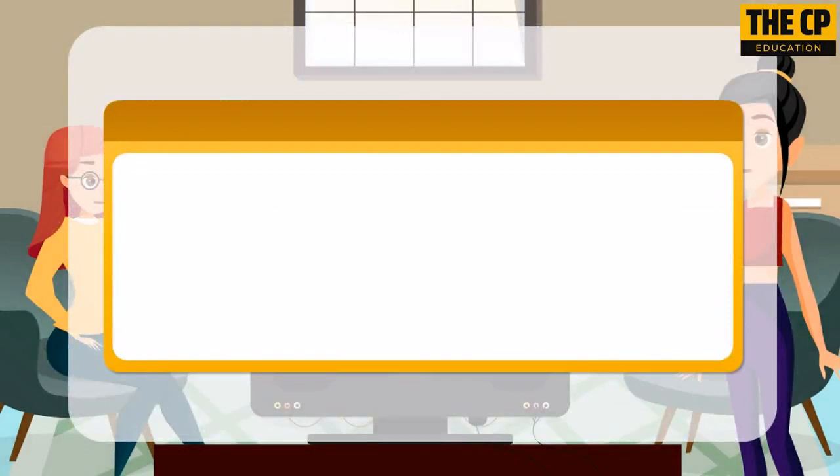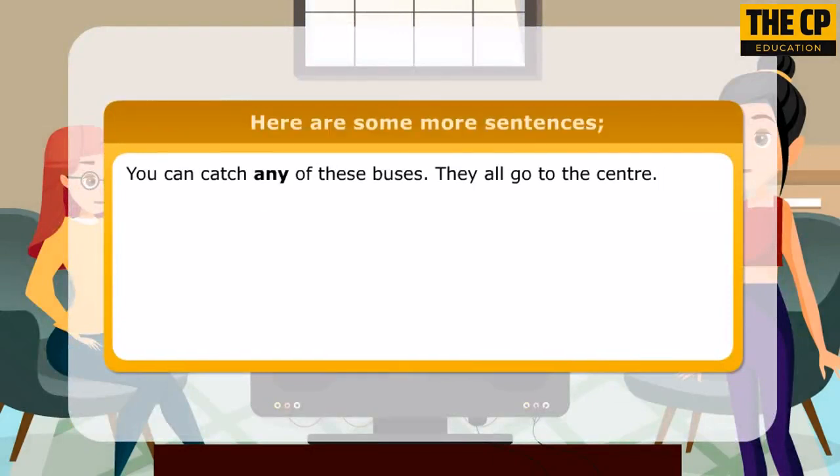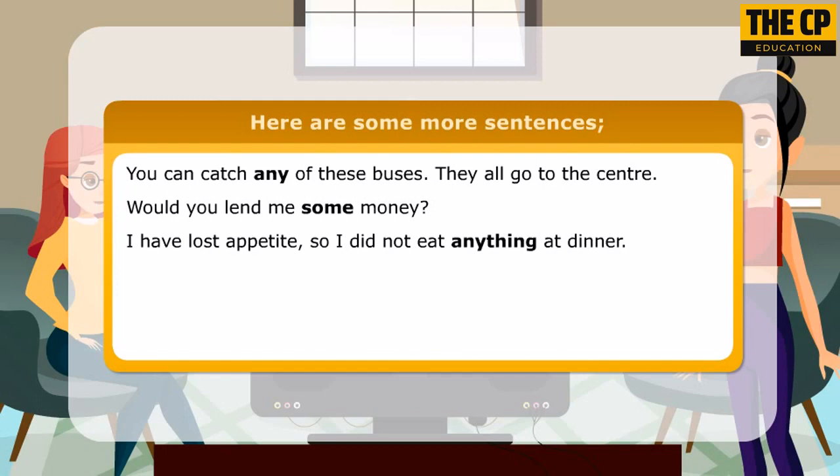Here are some more sentences. You can catch any of these buses. They all go to the center. Would you lend me some money? I have lost appetite, so I did not eat anything at dinner.